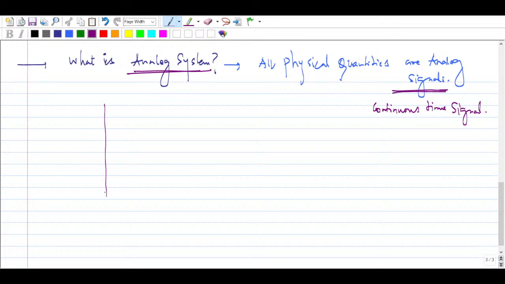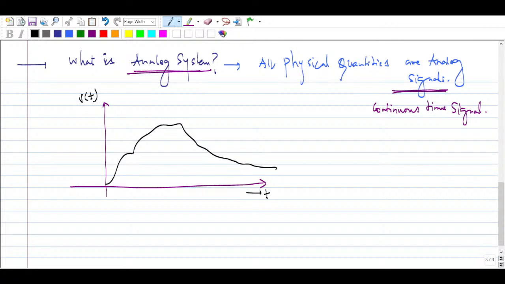Suppose we are in electrical engineering, there are two kinds of signals: voltage signal and current signal. The variation is continuous with respect to time, a function of t. This is very important. In case of digital signals, the physical quantities are binary signals, whether you talk about 0 or 1, yes or no.